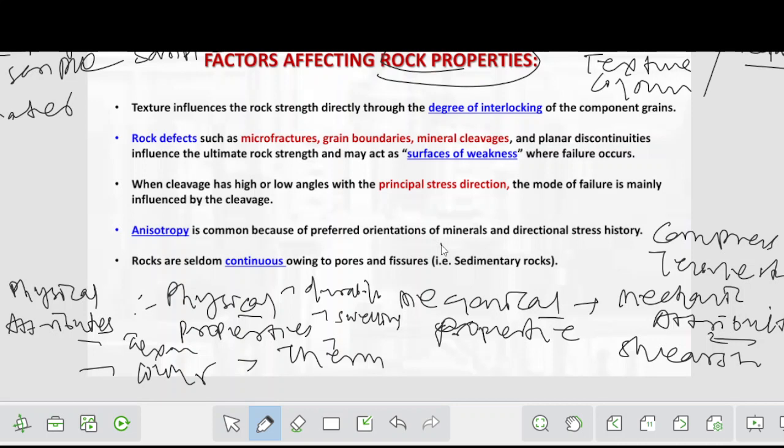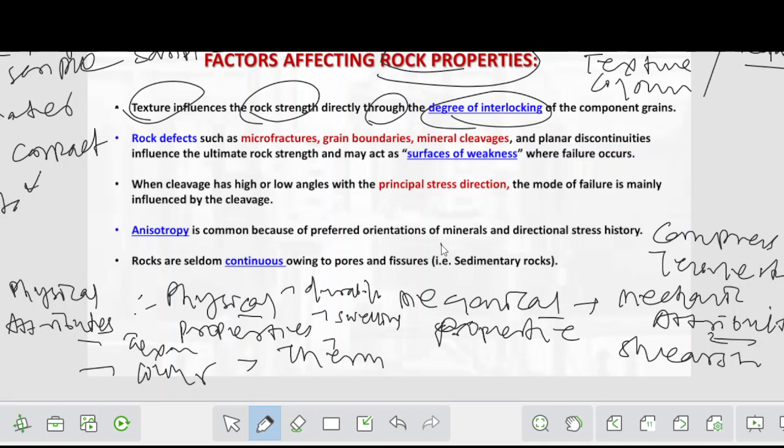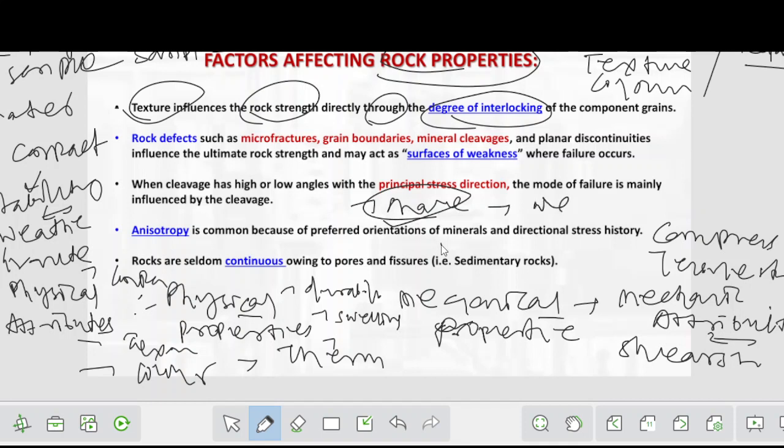I am focusing on what is required for the assistant hydrogeologist exam, okay. Texture influences rock strength directly through the degree of interlocking, whether it is a compact texture, right? And from this type of texture you can also predict the stability of the mineral and its weathering condition. Suppose granite, it is very compact, right? The strength will be on the higher side, am I right or no? If you're talking about shale, it is a very weathered rock, right? So accordingly the strength will vary, yes or no?